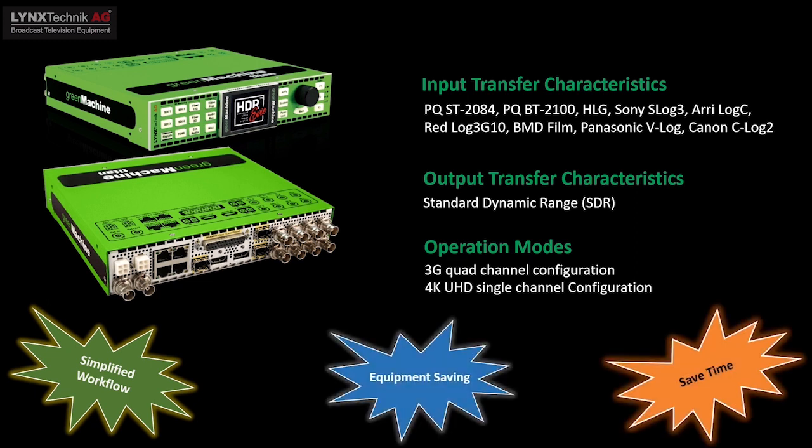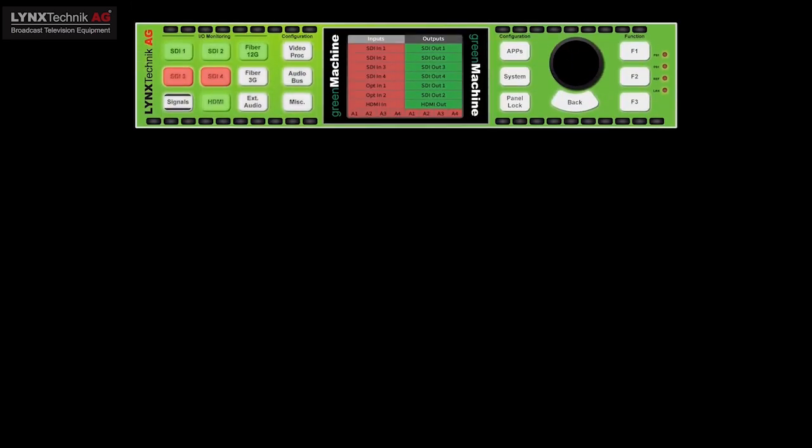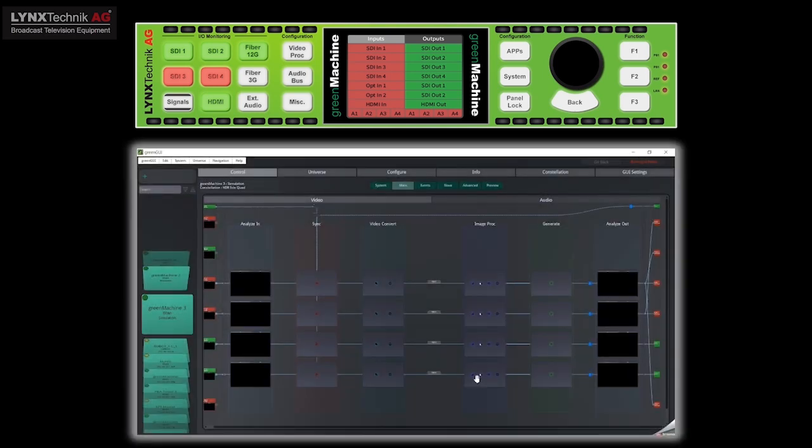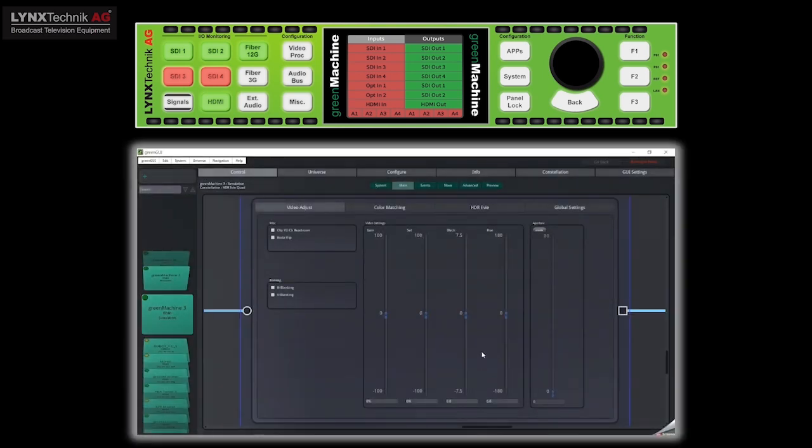Green Machine HDR Evie will not only simplify your workflow and reduce cost of equipment, but also it will help you save your time. Green Machine HDR Evie can be configured using the front panel keypad or using the graphical user interface designed to be used on the PC.